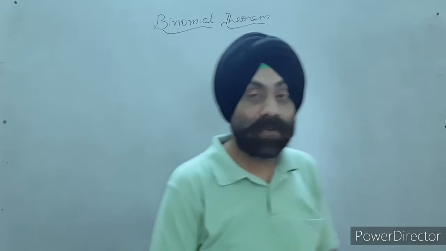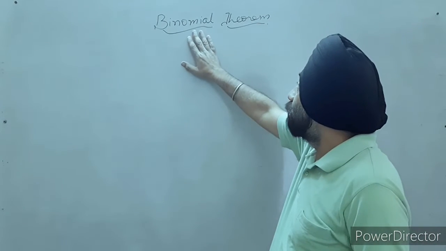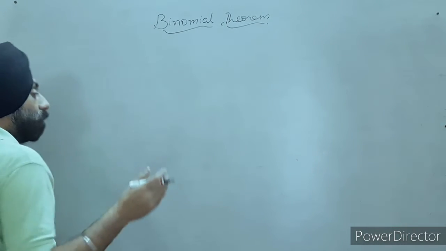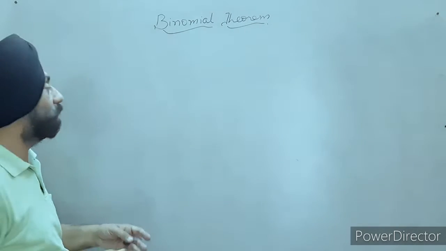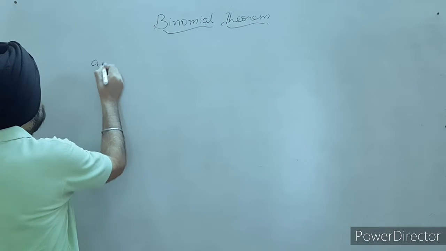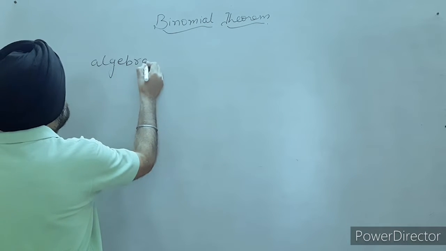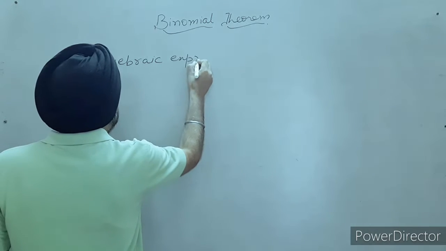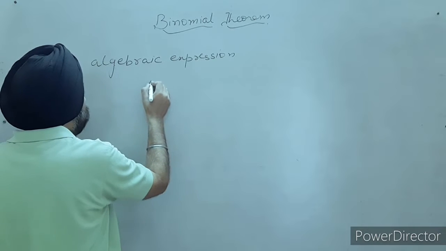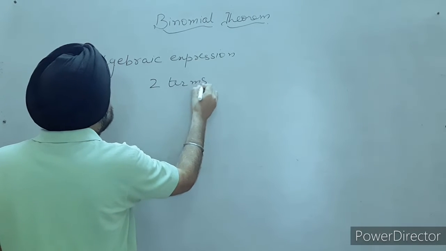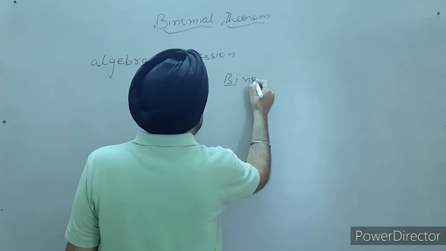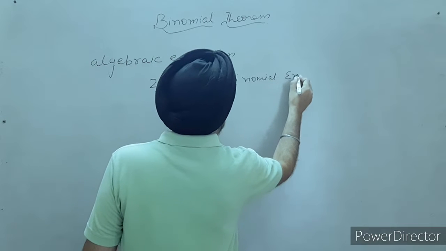Hello students, today I am going to start with a new topic, that is binomial theorem. Now first of all, let us understand what is a binomial expression. What is a binomial expression? Binomial, as the name suggests, an algebraic expression which contains two terms is called a binomial expression. Bi means two, binomial expression.